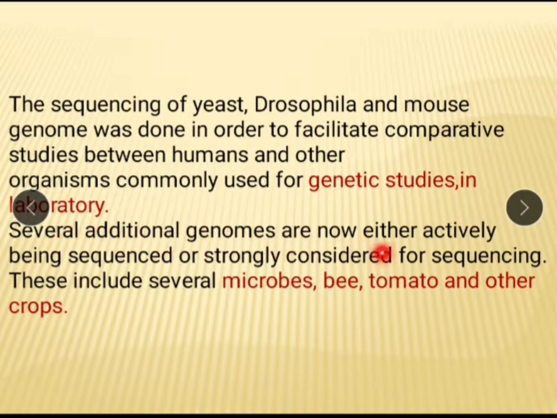Several additional genomes are now either actively being sequenced or strongly considered for sequencing. They include several microbes, bee, tomato and other crops. This will be considered for crop improvement, and improvement of microbes or other organisms for the benefit of humans.